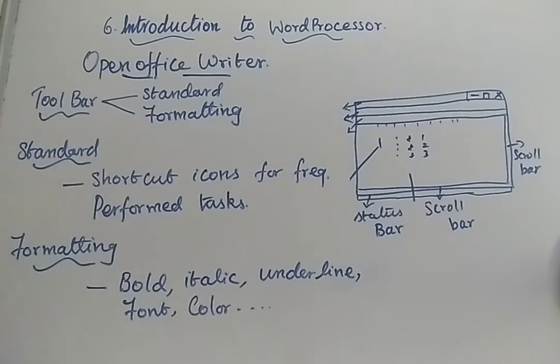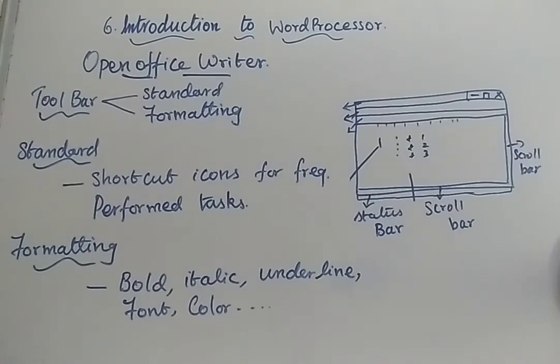So under toolbar you are going to have two types of toolbar. What are they? The standard toolbar, and the next one is the formatting toolbar. The standard toolbar will be available by default on the screen. The formatting toolbar, in some cases, will not be displayed. Just by clicking View, the menu bar we discussed just now, this formatting toolbar will be displayed for you.